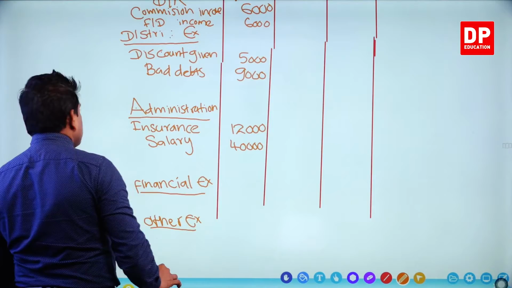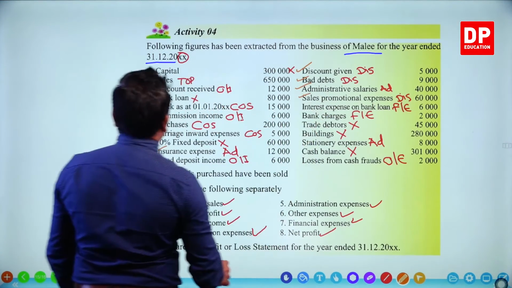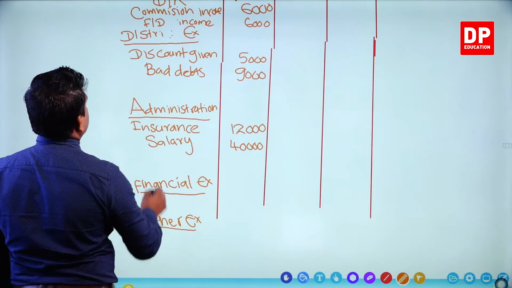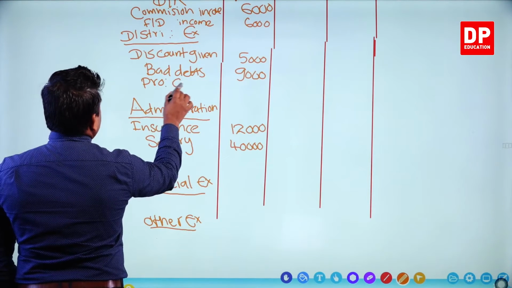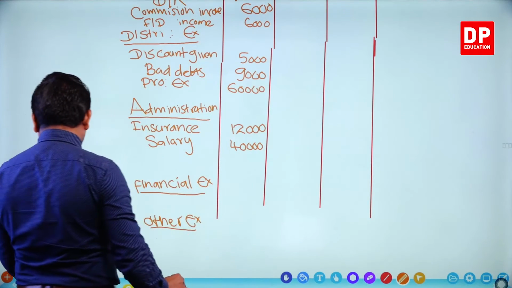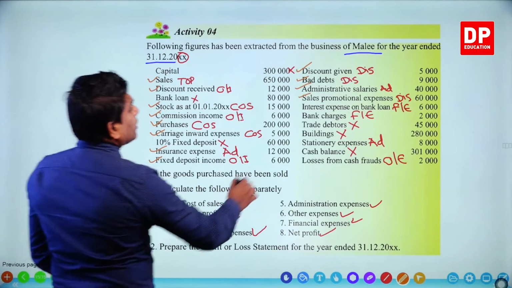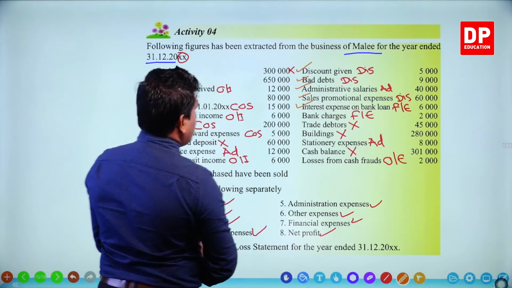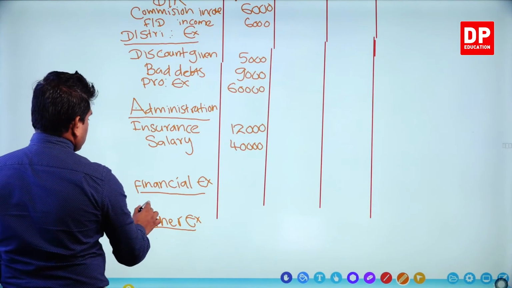Now the next one, sales promotional expense, right? 60,000. Promotional expense 60,000. Next one. Interest expense on bank loan 6,000. Interest expense on bank loan 6,000.